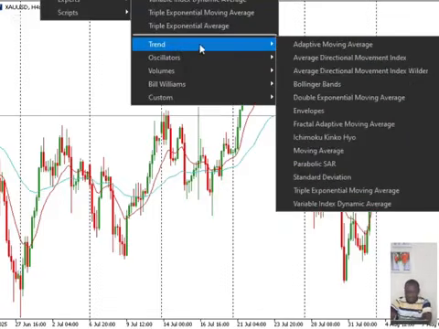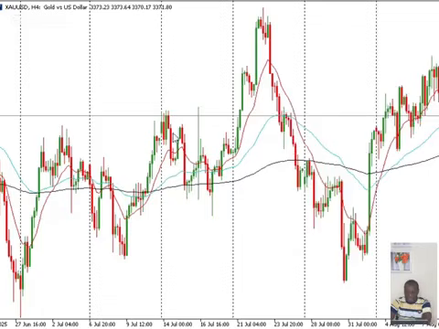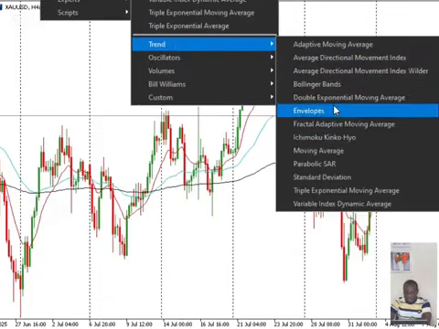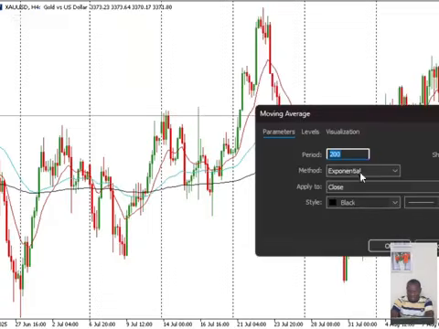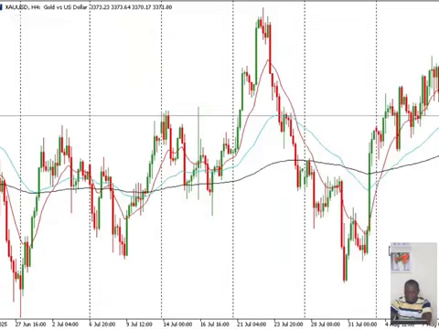We're going to be adding another one, a moving average again. This time, we're going to be making use of moving average 200. And we're going to use color black to identify this. Still apply to close, and that is it. Then the final indicator we would be adding to the chart is the EMA 800. So we're adding EMA 800, and we're going to be using color blue, dark blue, to denote that.